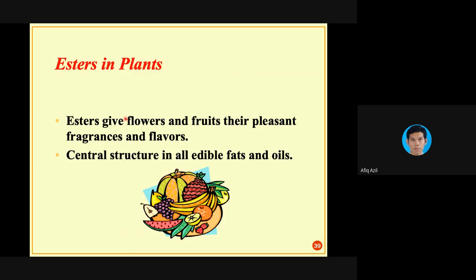Okay, esters in plants. Esters give flowers and fruits their pleasant fragrances and flavors. So these are naturally available in plants and also in flowers. All those good smells that you see coming out from plants, from flowers or from fruits, may come from an ester, which is the organic compound that gives out that certain kind of odor.